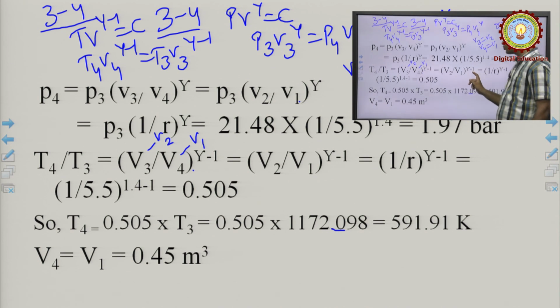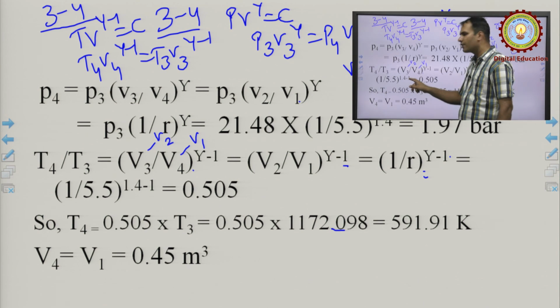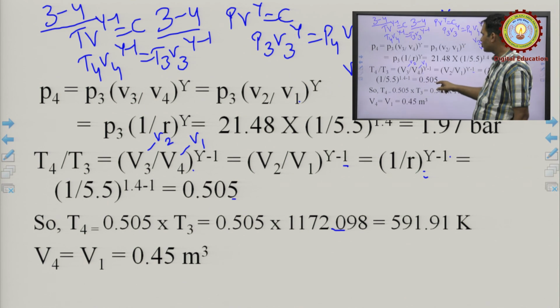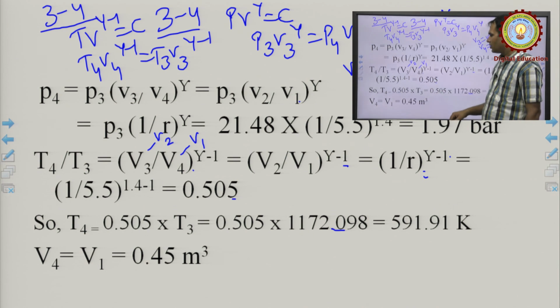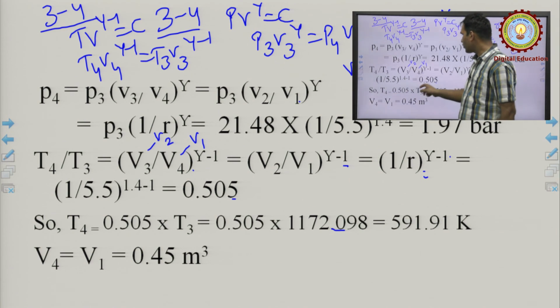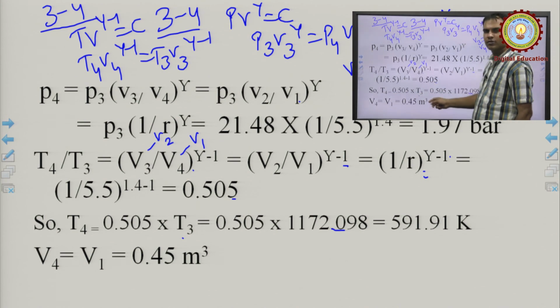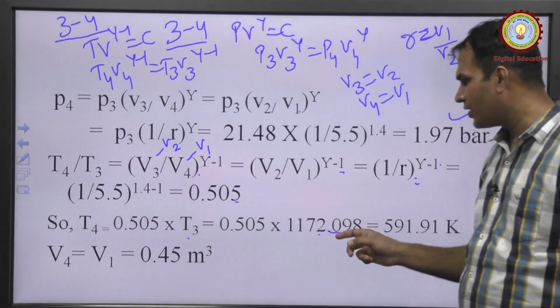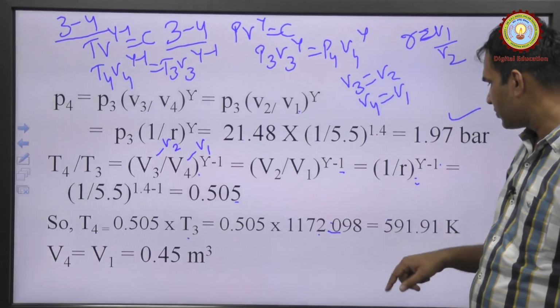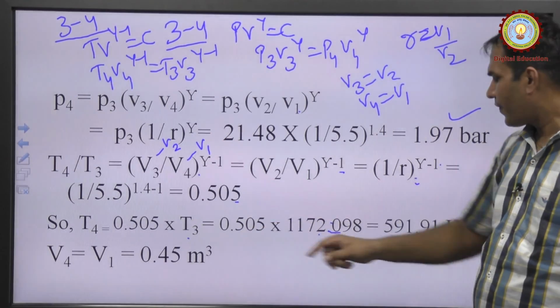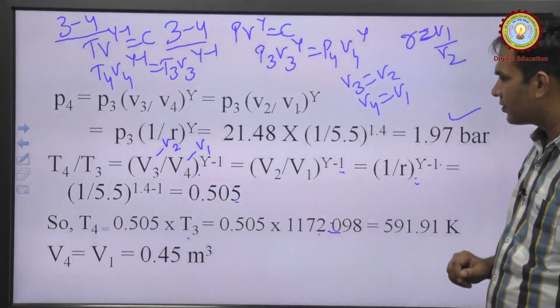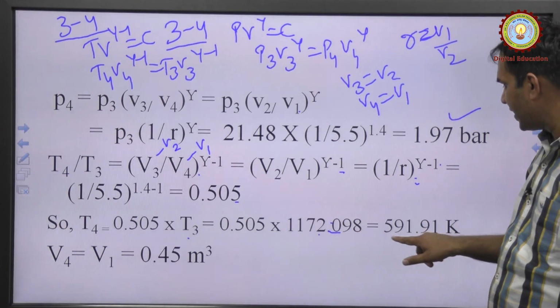So we will get V2 by V1 raised to power gamma minus 1, and V2 by V1 is 1 by R. So 1 by R raised to the power gamma minus 1, and we have calculated R. R is 5.5 raised to the power 1.4 minus 1, so we get 0.505. So T4 is equal to 0.505 into T3, and T3 is 1172.098, so we get the value of T4 as 591.91.